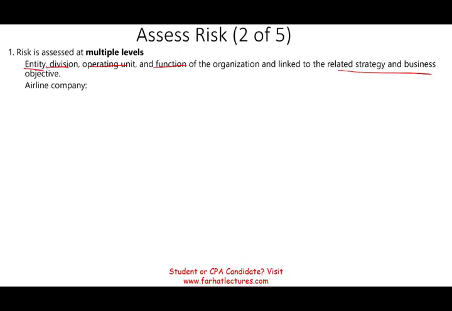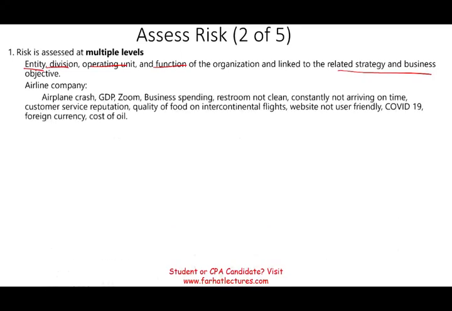Airline company. Could you name how many risks could affect airline companies? Here's a list that I just kind of thought about. The airplane crash, that's a big risk. The economy, GDP, the technology Zoom, business spending, restroom not clean in the plane, constantly not arriving on time, customer service reputation, quality of food on intercontinental flights, website not user friendly, COVID-19, foreign currency, cost of oil. These are all business risks that could affect an airline company, and those are not limited, I just thought of them.